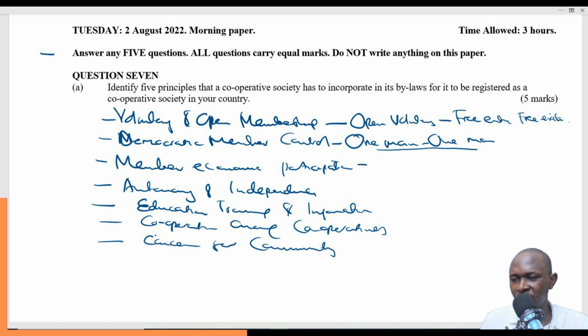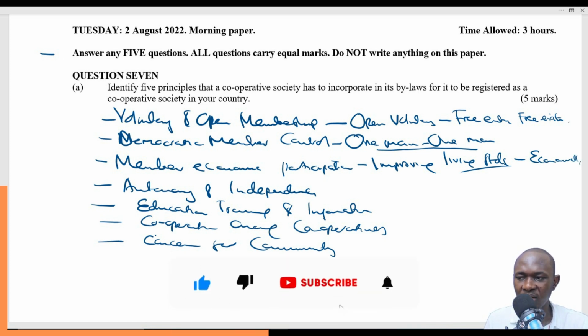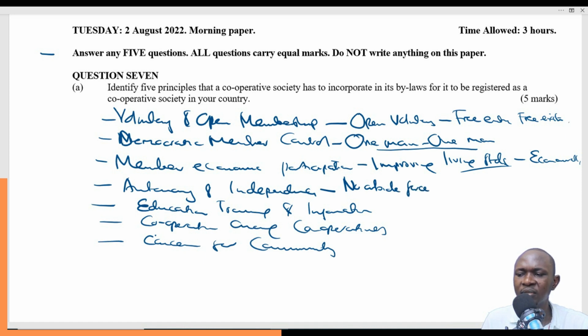Member economic participation is about improving the living standards of the members, enabling them financially and economically, so that they can improve in terms of growth and development. Autonomy and independence: no outside force is permitted to make decisions on behalf of a society. It's the members themselves who have the right to make decisions for their society, and not anybody else from outside.